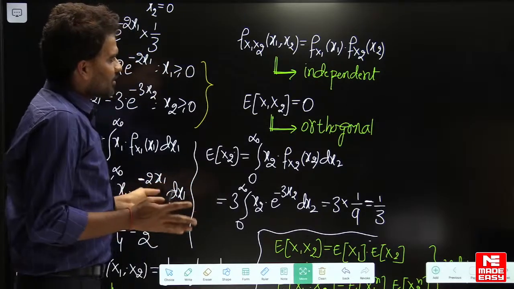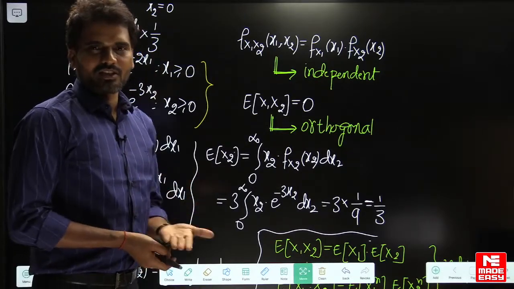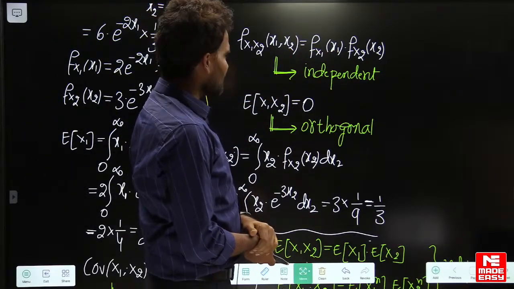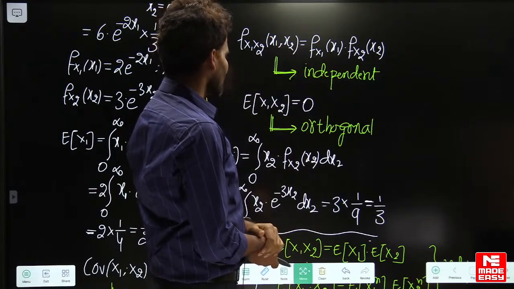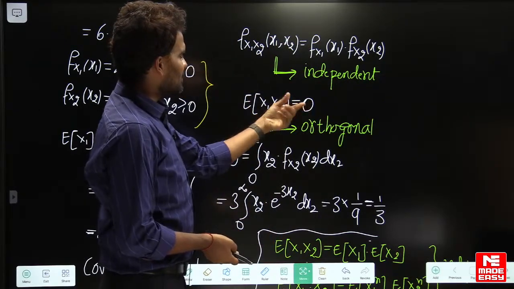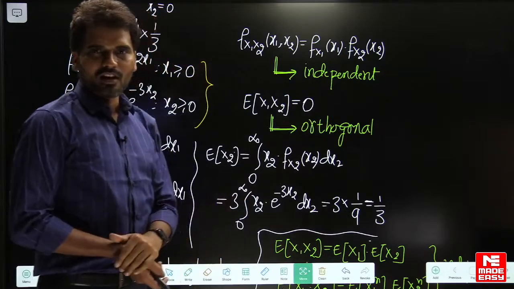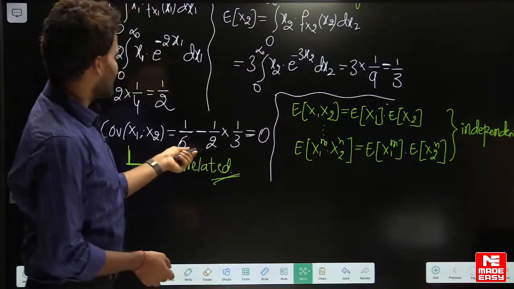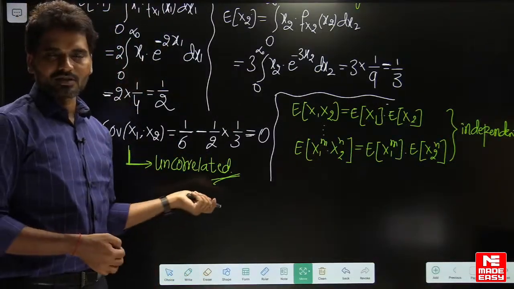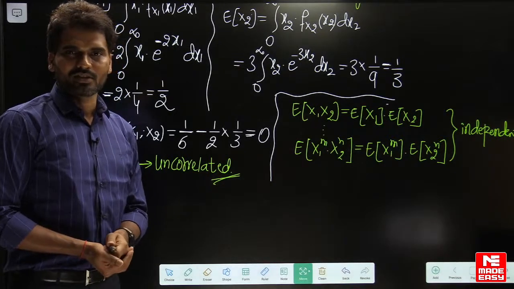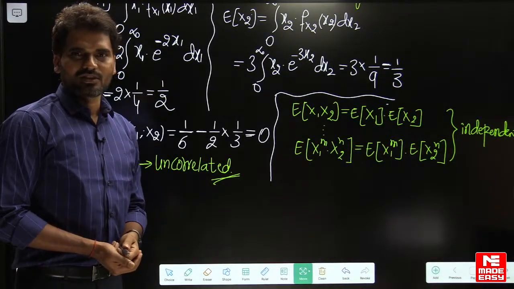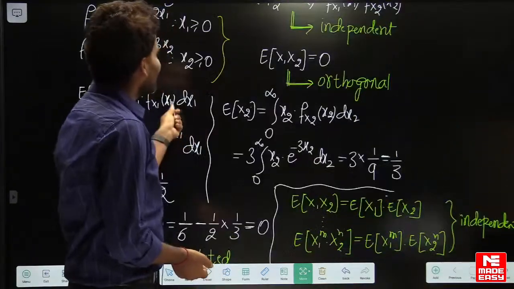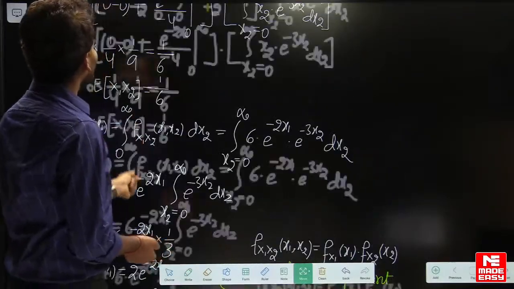Now this is one important area, so just be careful about this. From the joint density function you will easily come to know that if the correlation function equals 0, then you can say random variables are orthogonal. And if the covariance equals 0, covariance meaning expectation of x1 x2 minus expectation of x1 into expectation of x2, then you can say random variables are uncorrelated. So now let's see which of the options will be correct here.